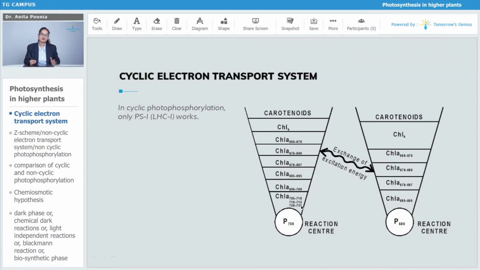In cyclic photophosphorylation, students, only photosystem 1 works. Photosystem 1 and LHC 1 work. So this is the photosystem 1 and this is the photosystem 2, the reaction centers, and the exchange of excitation energy. You could see here all the different pigments that are working.